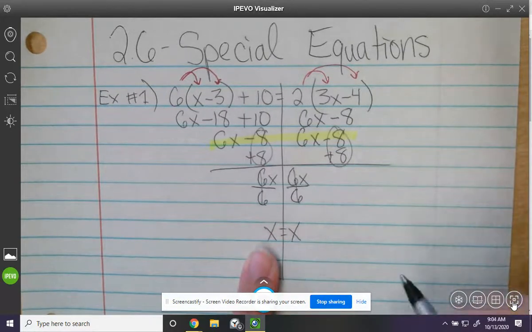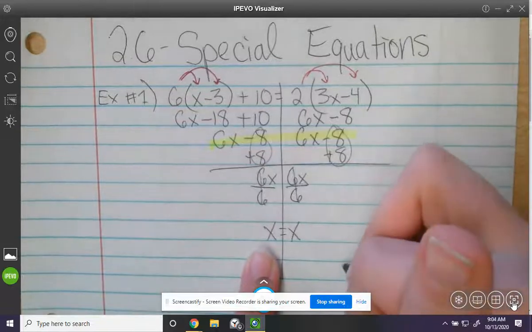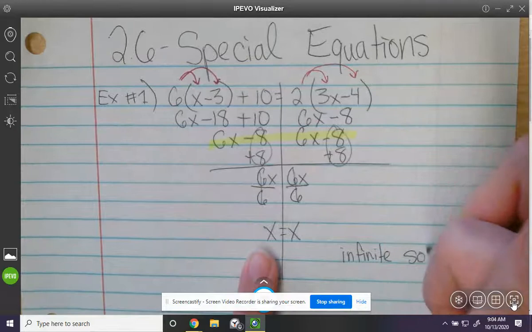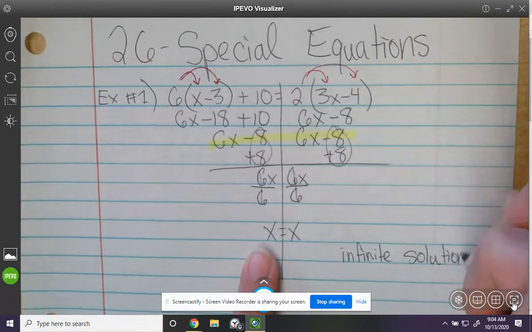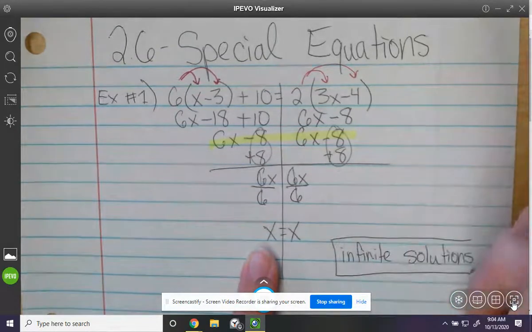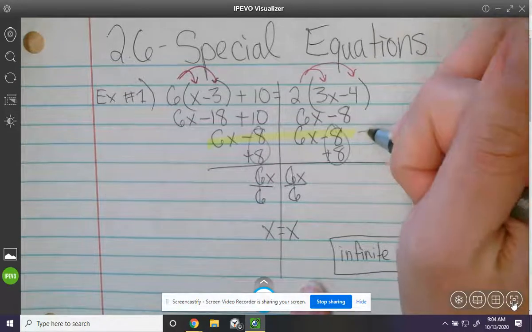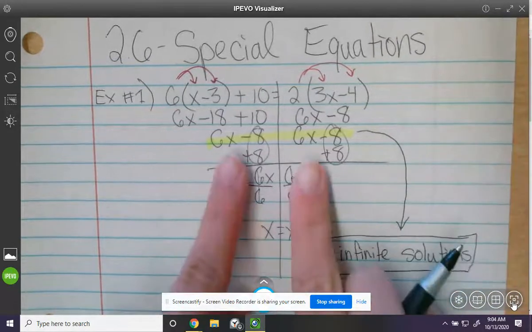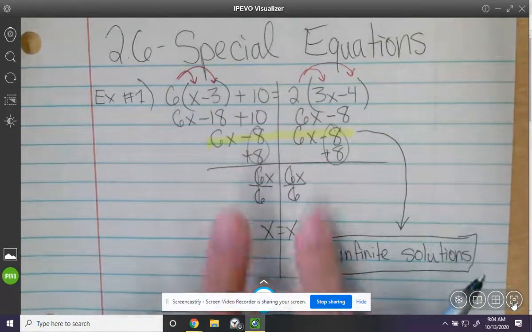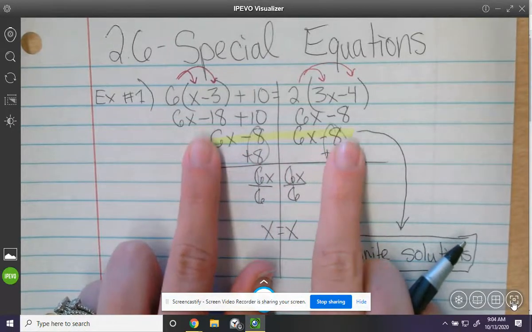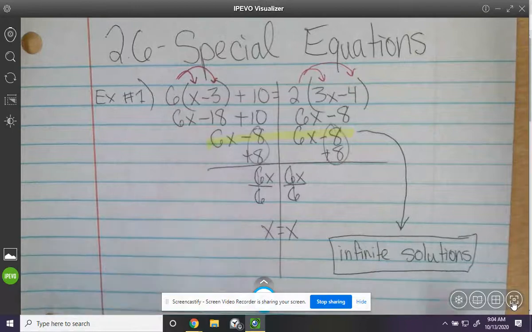No matter what number I pick for x, it's always going to work. So in this equation, my answer is actually going to be infinite solutions, because an infinite amount of numbers are going to work on this. Now, here's the nice little trick. You don't have to work it all the way out to get x equals x. As soon as you see that you have the same thing on both sides, you can automatically say my answer is going to be infinite solutions.